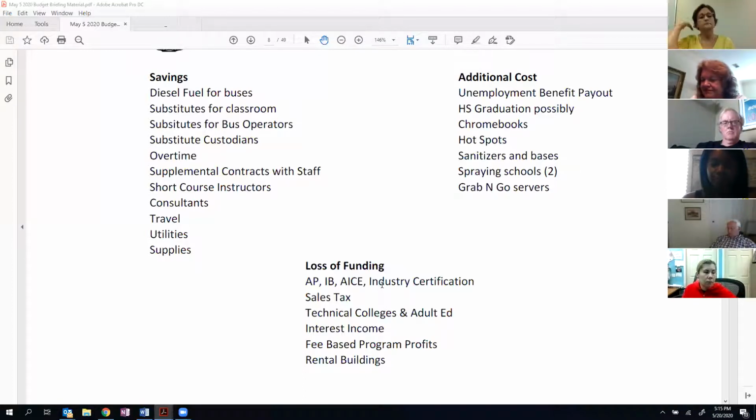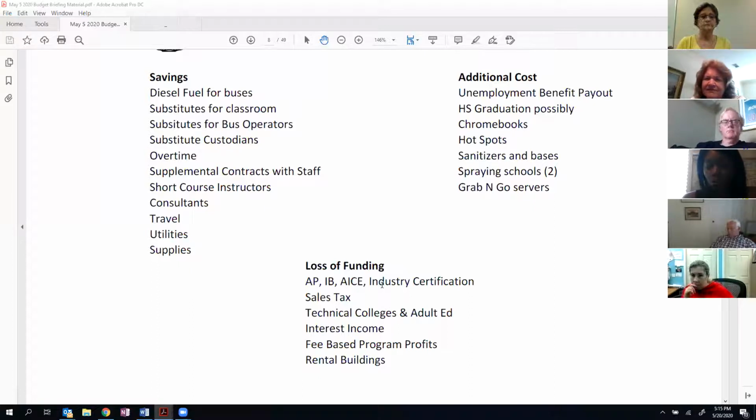We suspect that some of our staff may have had some supplemental contracts to do some extra work. And so we're looking at maybe, does that work have to be done? Can we not do that right now? Save some money there. So there were some areas that we've been looking at, and you see where we think we can get some savings from.